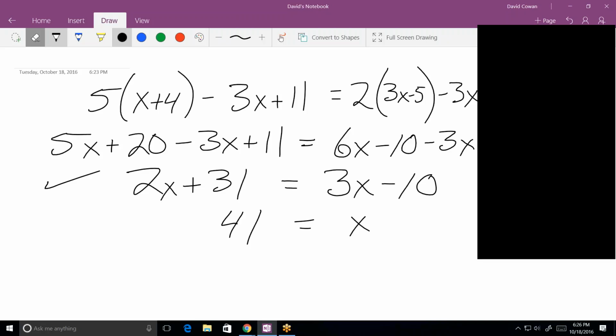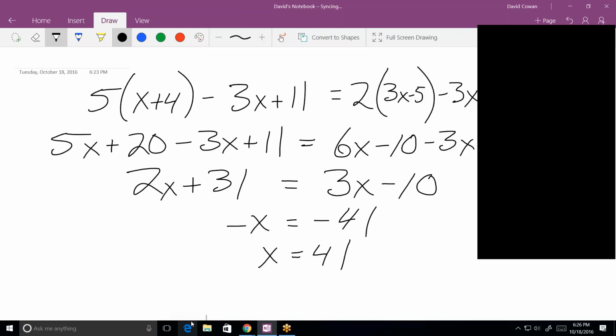Okay? Now, watch what happens if I do it the other way around. If I move the 3x to the left and the 31 to the right, I end up with minus x on the left, minus 41 on the right. Now there's one more step. Now I got to divide both sides by -1 to get x equals 41. So doing it the wrong way actually adds one step to it. Okay? So try to keep that in mind.